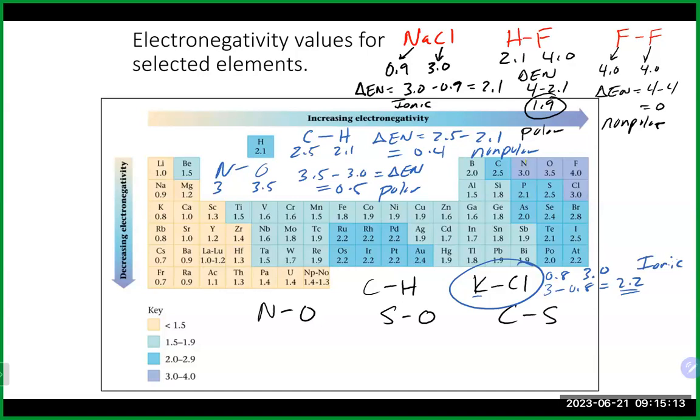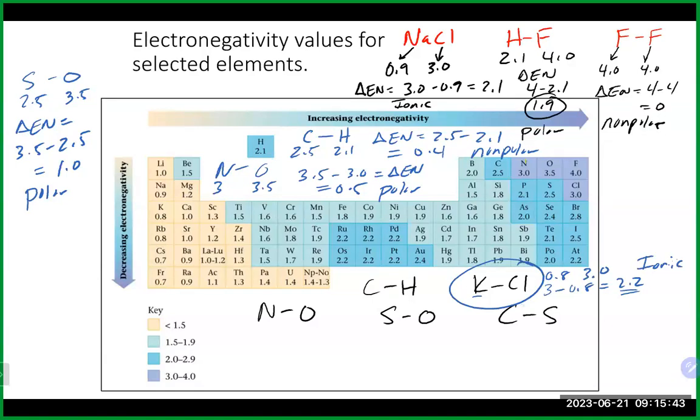Looking at sulfur and oxygen, so we have our sulfur and our oxygen. Sulfur there is 2.5. Oxygen is 3.5. So when we take our difference in electronegativity, 3.5 minus 2.5 gives us a 1, which is definitely above 0.4, but below 2. So that is going to be a polar bond as well. Any questions on that so far?